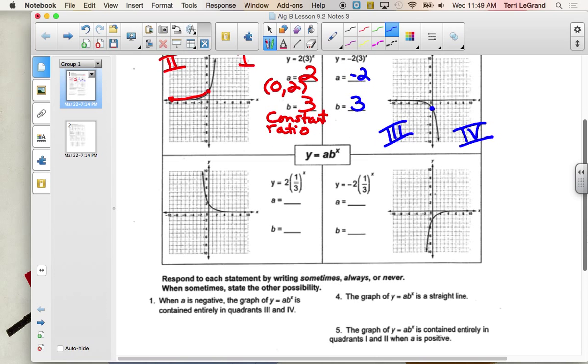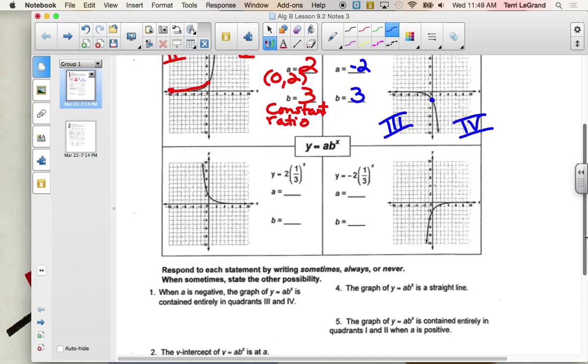Okay. Let's look at the next one down in the bottom left corner here. We have y equals 2 times 1/3 to the x power. What's our a value? 2. Or in other words, we're now going to say to ourselves, not only is that the starting amount, but it's where it crosses the y-axis, where its y-intercept is. What's our b value this time? 1/3.